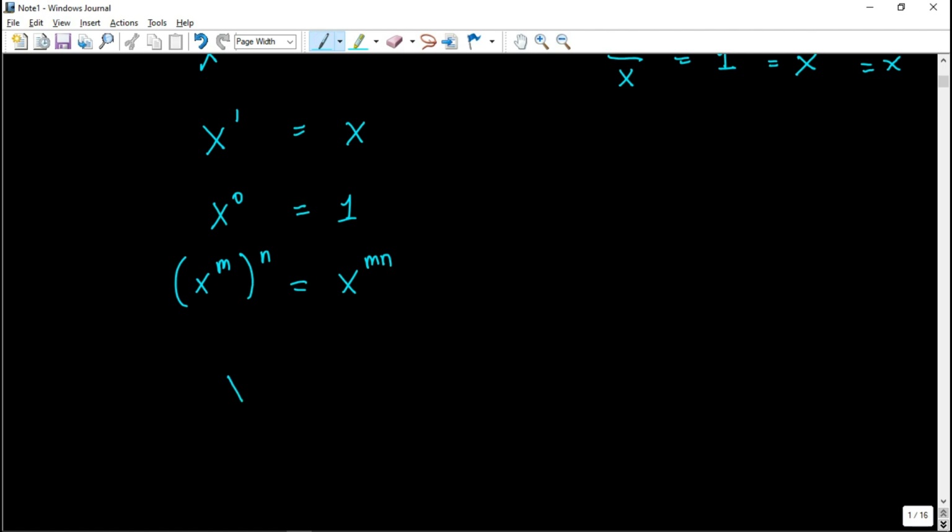Let's say we have x raised to a negative exponent n. So this can be simplified as 1 all over x raised to n. So gagawin natin siyang denominator pero magiging positive na yung exponent. So sir, paano nangyayari yun?